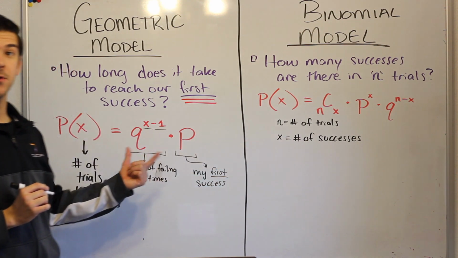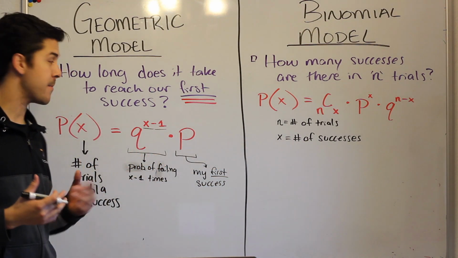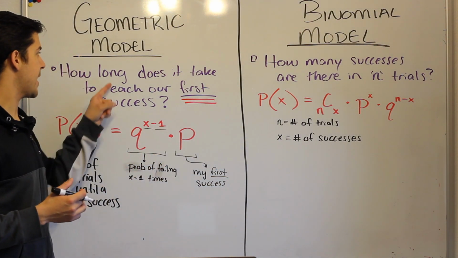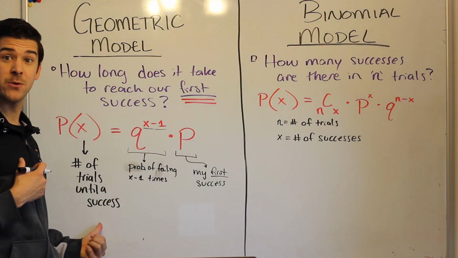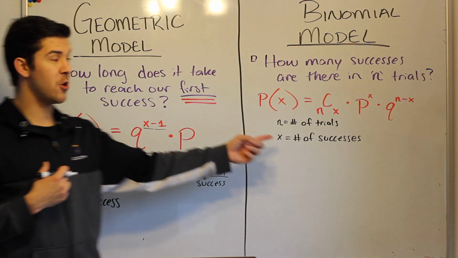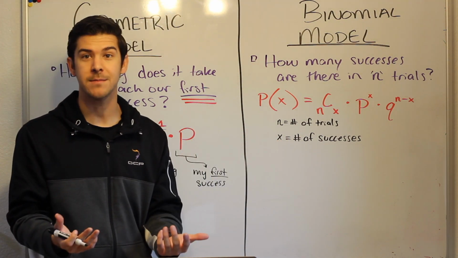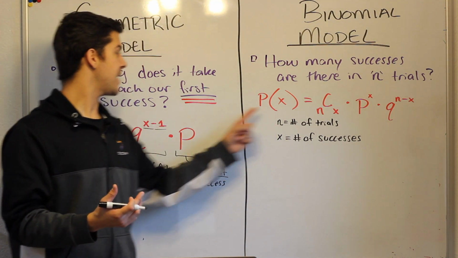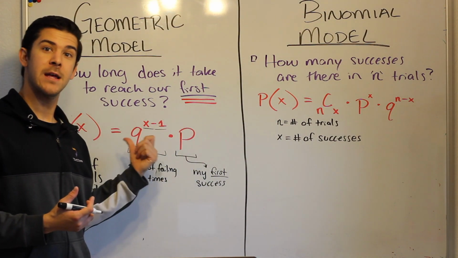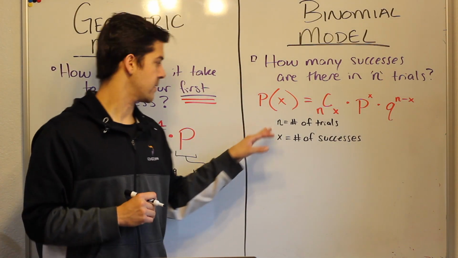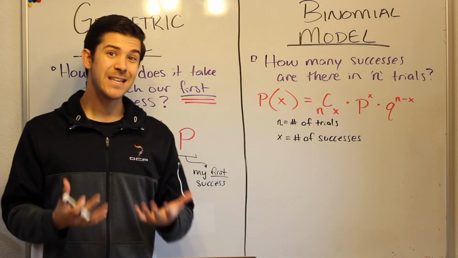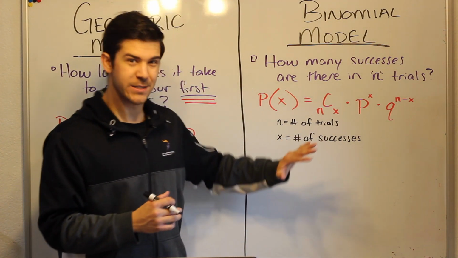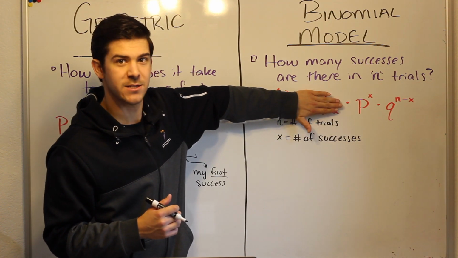So these two models are a little bit different, and if you remember, with the geometric, we care about how long it takes. We want to know how many trials until we succeed. The binomial model, we just want to know how many times we succeed. So here the x value will be a little bit different. N represents the number of trials, x represents the number of successes. In this model, we're going to hold off on the n choose x piece of it.